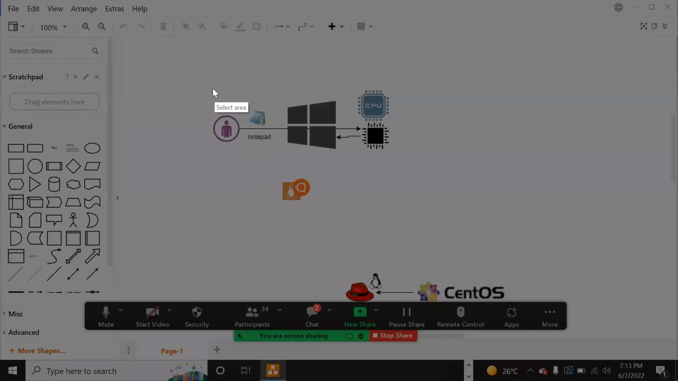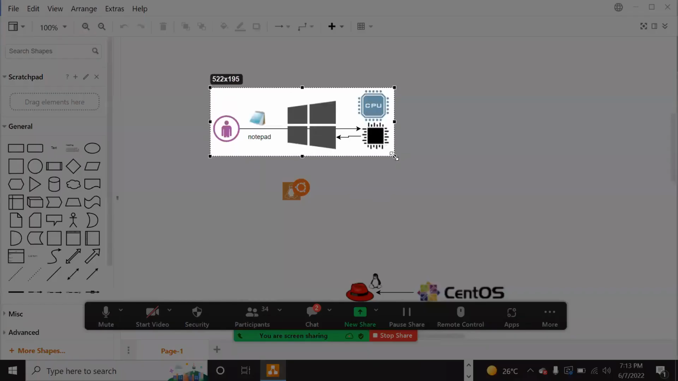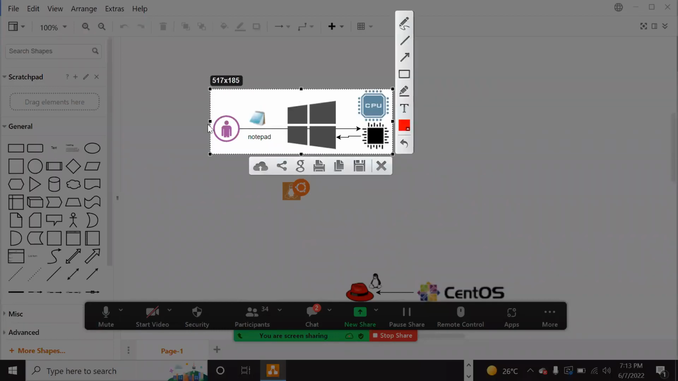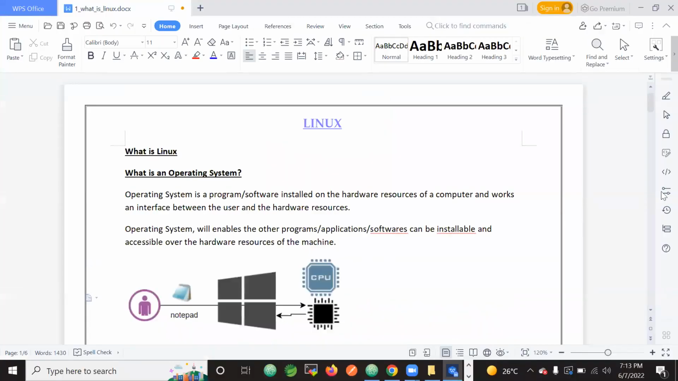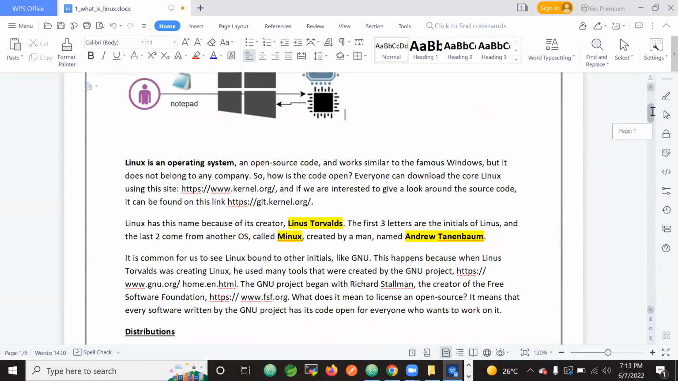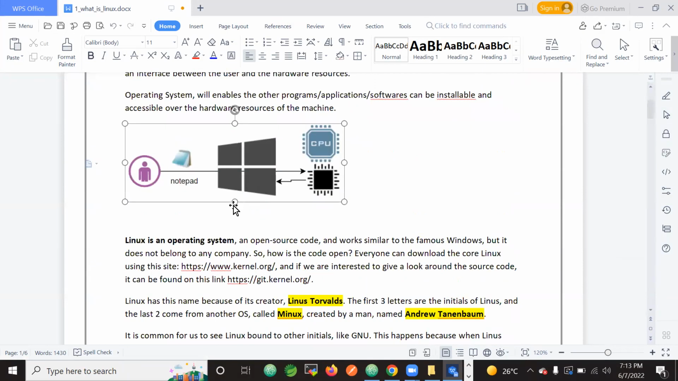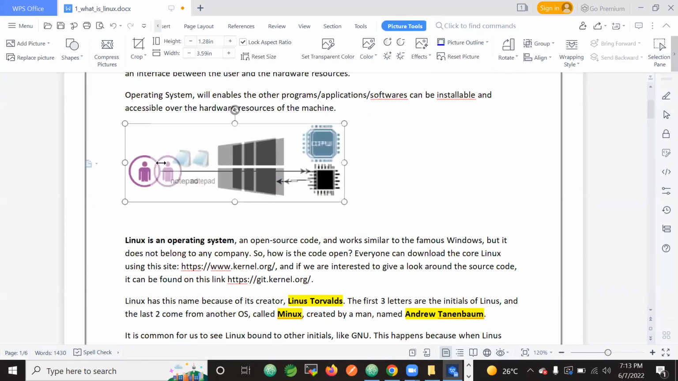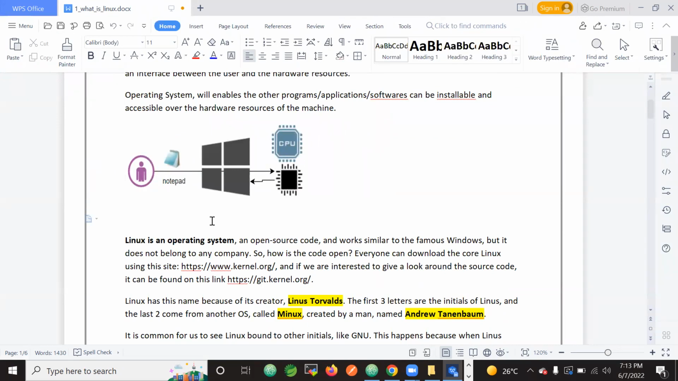Let me capture the screenshot and then update it in our notes. The same notes will be given to you. So when you see the definition, you will recall this picture. Fine. So this is what the operating system is. Now we have got an idea about operating systems.